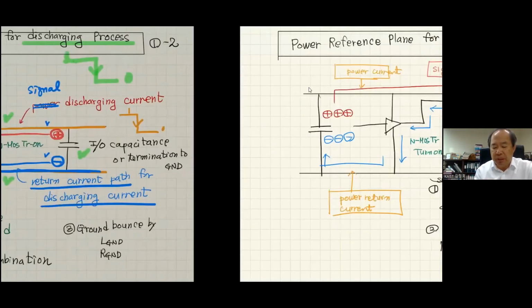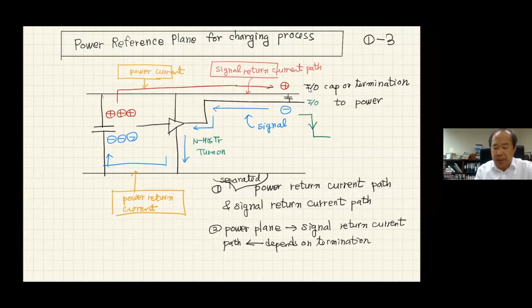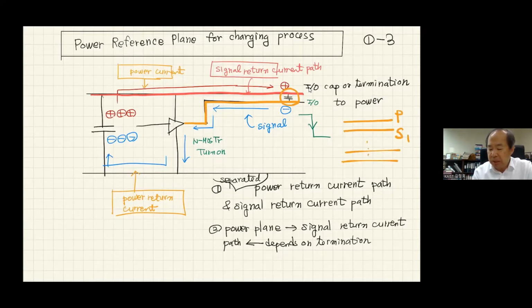Now let's move on to a little bit more complicated cases. Now we have a power line in the multi-layer PCB. Now assuming our I/O has more capacitance to the power line. Let's assume that we have a multi-layer PCB, we have a power plane, and we may have a signal line adjacent to power, and we may have some signal lines, and then let's assume we have ground.